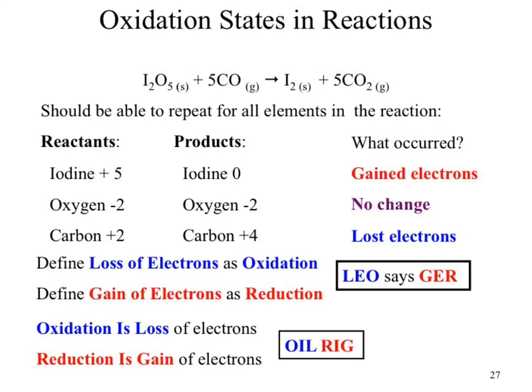Okay. What happened to iodine in the course of this reaction? To go from a +5 to a 0, it gained electrons, which means it was reduced. What happened to its oxidation number? Went from a +5 to 0. What happened to the number? It was reduced. There's where the reduction comes from. It's looking at the oxidation numbers.